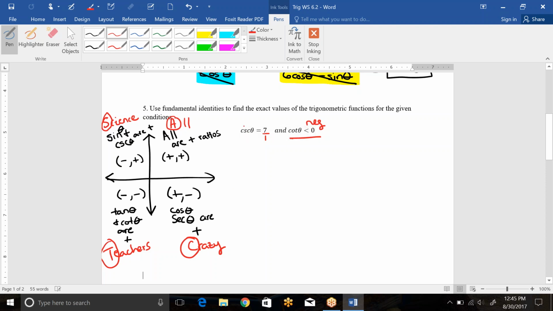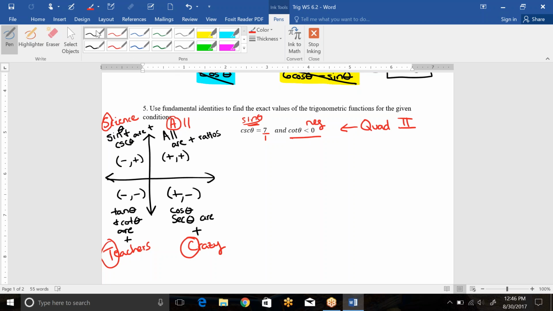Well, they told us a little bit because they said cosecant. Remember, cosecant is part of the sine family. So that means we are in quadrant 2. So this description, even though it doesn't seem like it's telling you anything, it's telling you exactly where to draw your triangle, because your sine family is positive and your cotangent family or tangent family is negative. So that is how we know where to draw this picture.